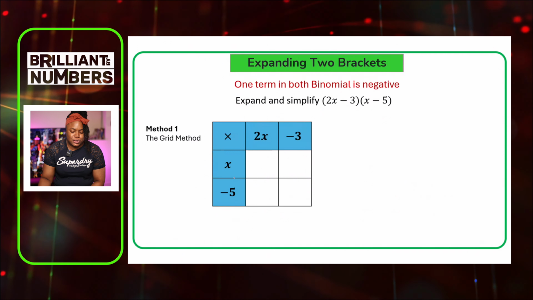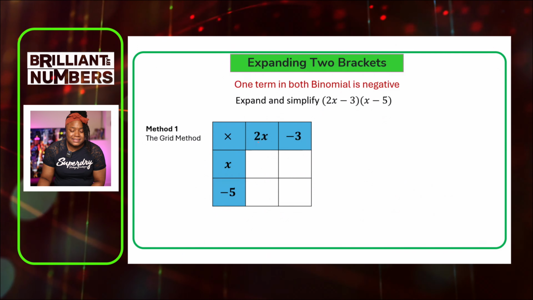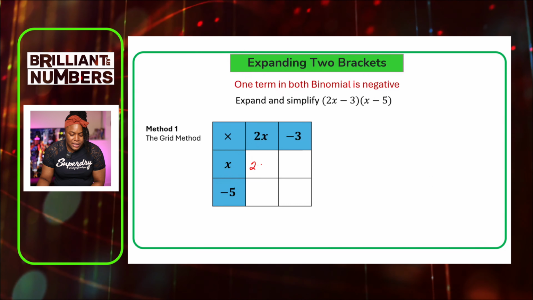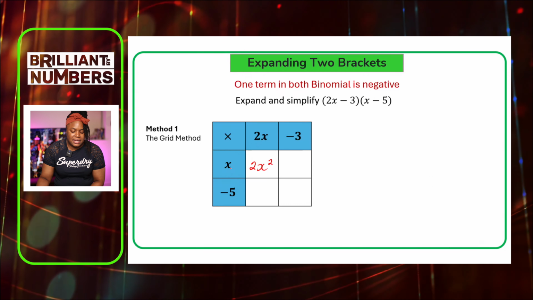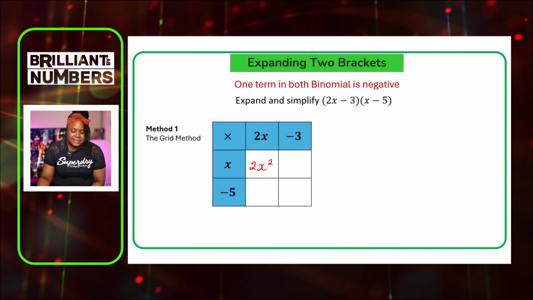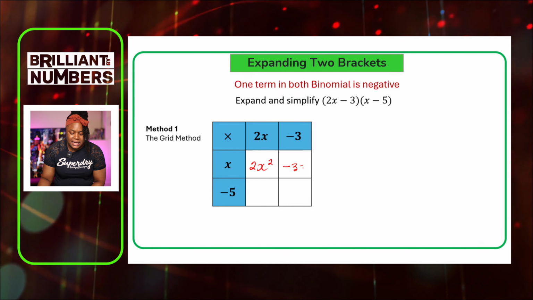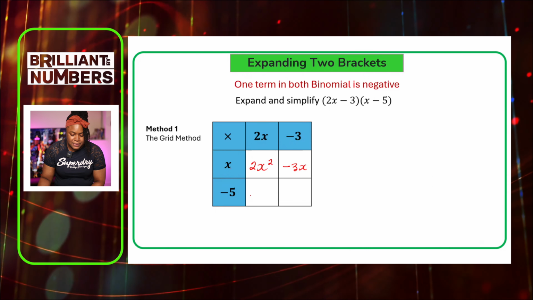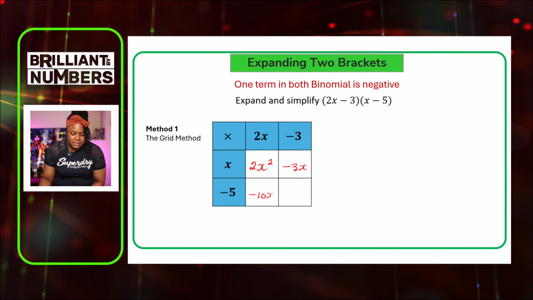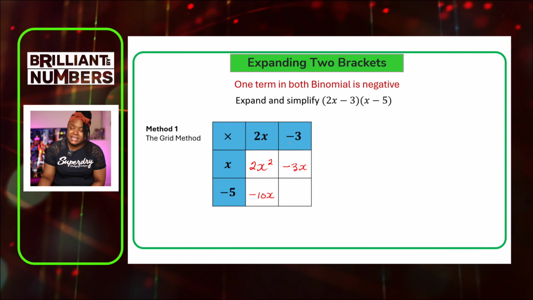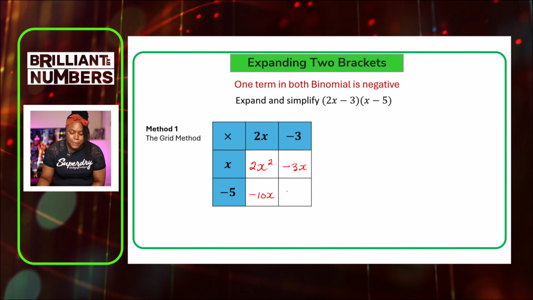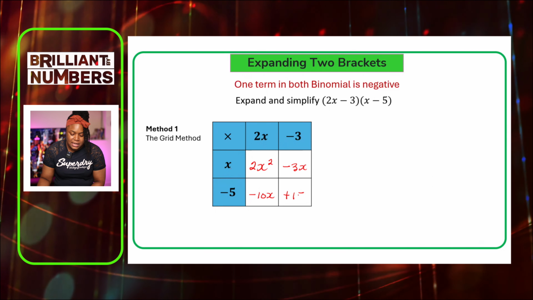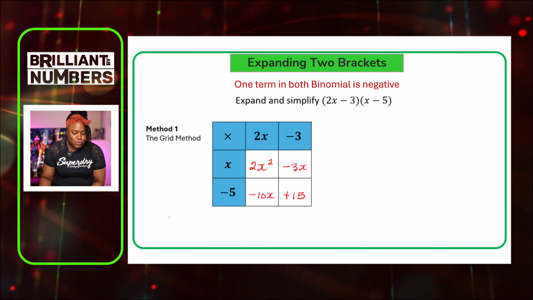We go ahead, we multiply. So x times 2x gives me 2x squared for the answer there. X times minus 3 gives me minus 3x. Then I've got minus 5 times 2x, which gives me minus 10x. And minus 5 times minus 3 gives me positive 15. Now I just need to write them all out.